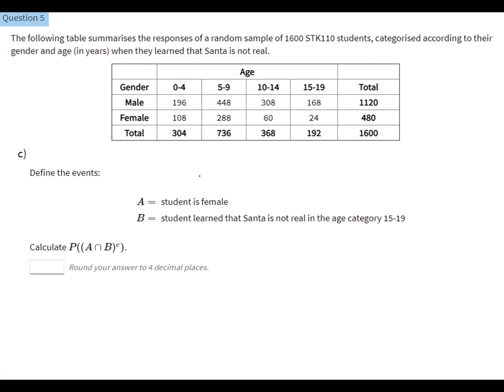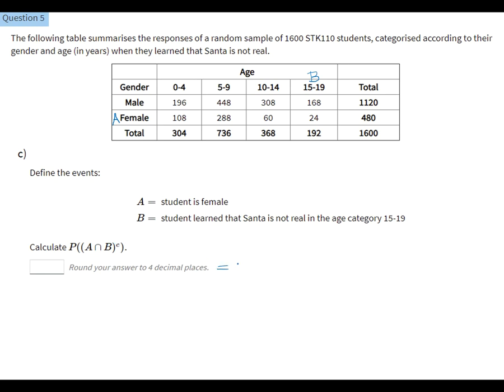Now the next question, we said that we are using the event A for female. So I'm going to write the A here just to make it easier to remember. And B is the event that a student learned that Santa is not real in the age category 15 to 19. So I'm going to write that over there. Now, we're asking you to calculate the probability of the complement of A intersection B. Now, that just means we can use our complement rule.